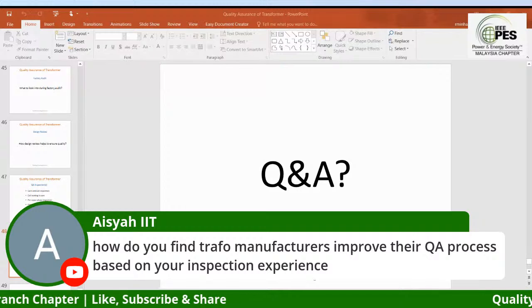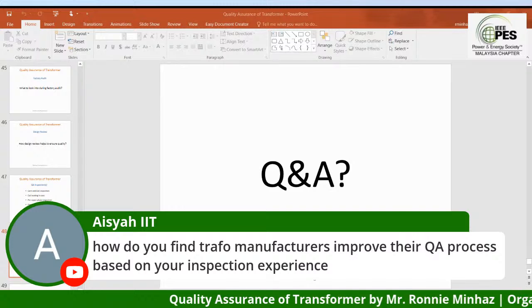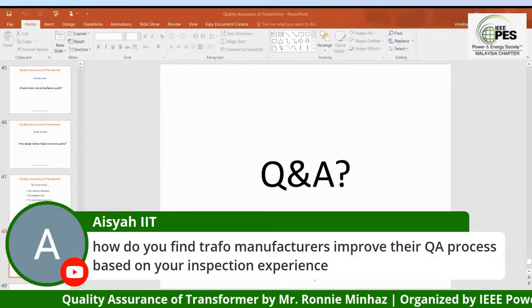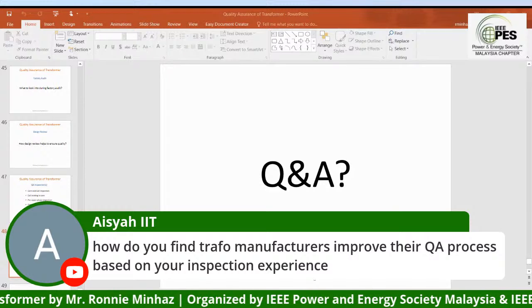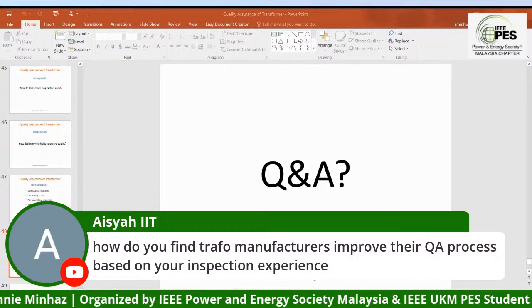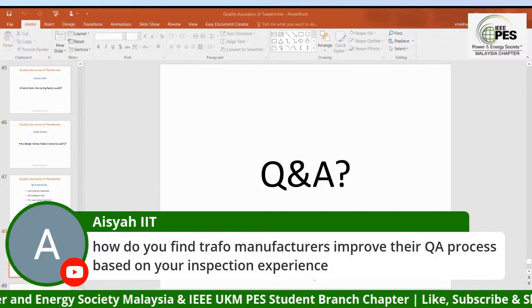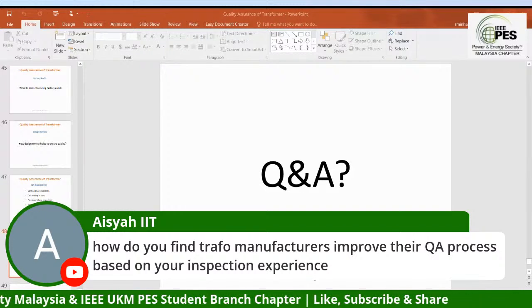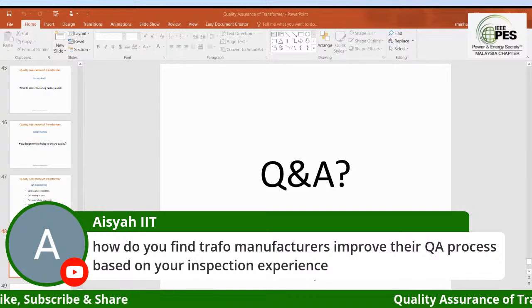In USA and Canada, we do not ask the manufacturer to provide certification of ISO, or provide the certification of short circuit test. So what do we do? We do the factory auditing, we do the design review, and when we go to the factory, when we see that the manufacturer is not improving, we force the manufacturer to make the design more conservative.